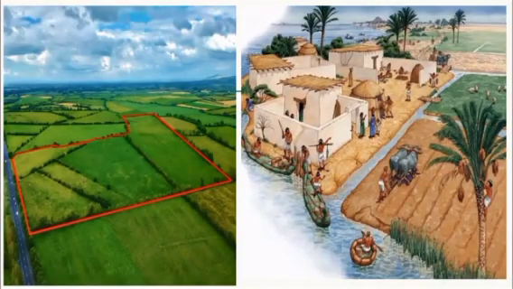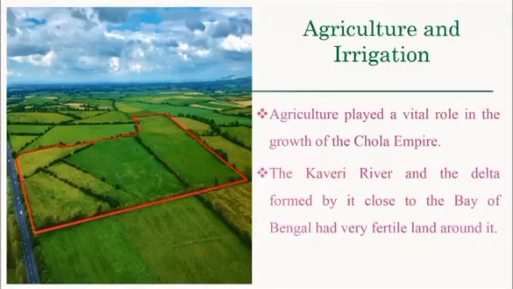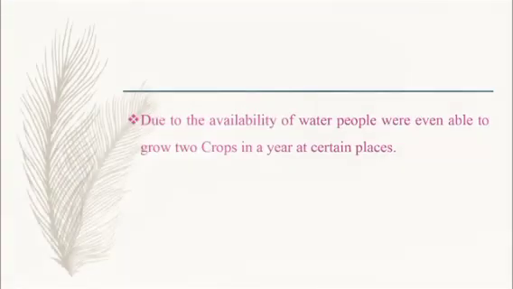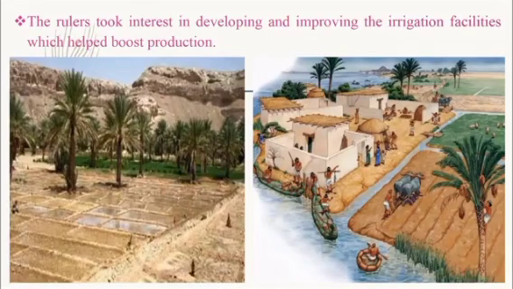Next, we are going to learn about agriculture and irrigation. Here we can see the pictures of agriculture and irrigation. Agriculture played a vital role in the growth of the Chola Empire. The Kaveri River and the delta formed by it close to the Bay of Bengal had very fertile land around it. Here we can see the picture of fertile land. Due to the availability of water, people were even able to grow 2 crops in a year at certain places. The rulers took interest in developing and improving the irrigation facilities, which helped boost production. Here we can see the pictures of irrigation system.